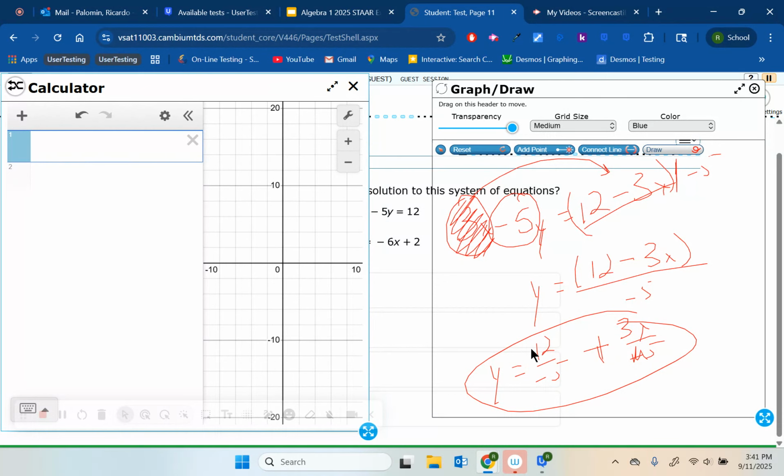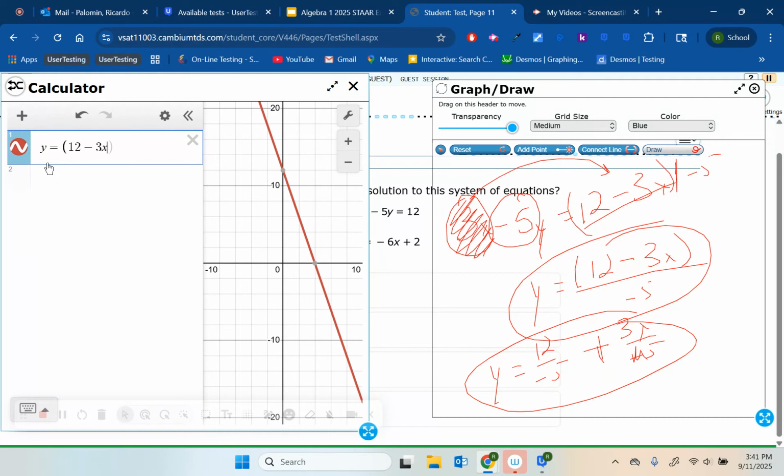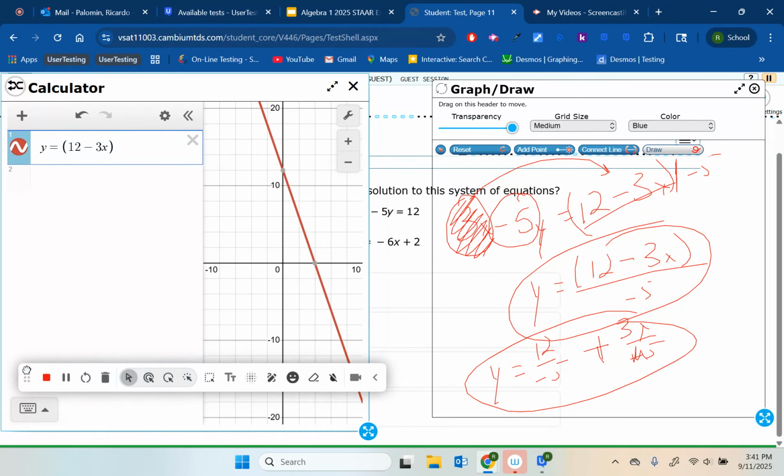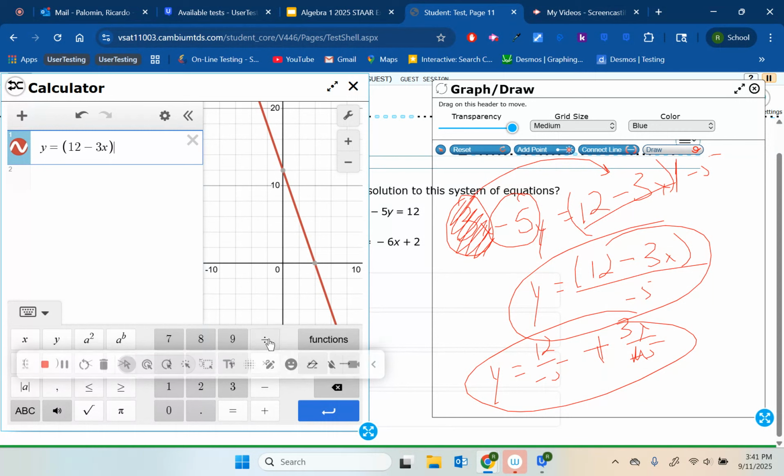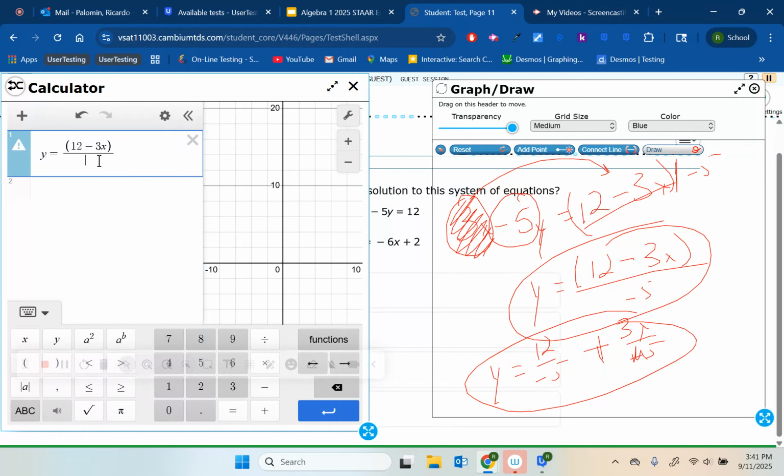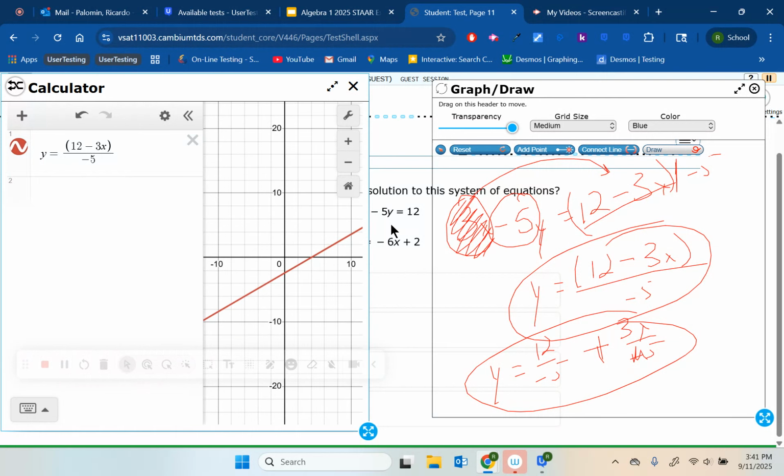It's called solving for y. Honestly, this is enough right here. I'm going to put it in here, and in this case I'm putting the y equals. You don't have to put that in during the test, because it assumes that you're graphing a linear function. Minus 3x, let's close it. Let's put that division symbol, and then that negative 5, because that's what was in front of the y. And now I'm graphing the lines over here.